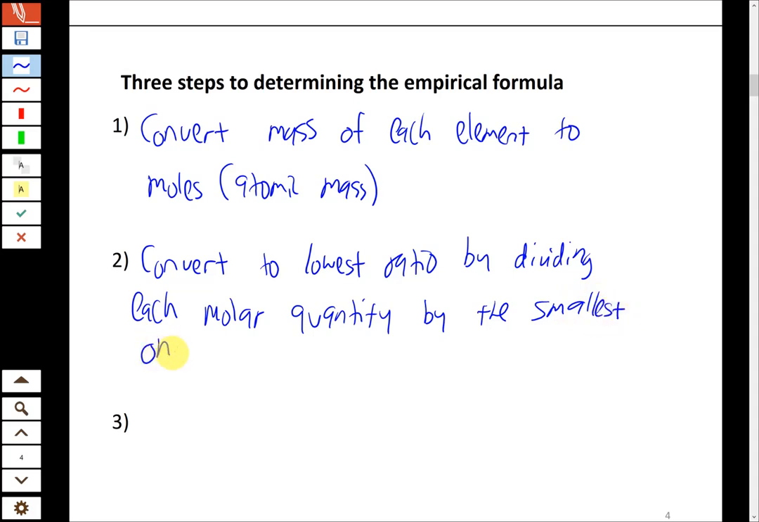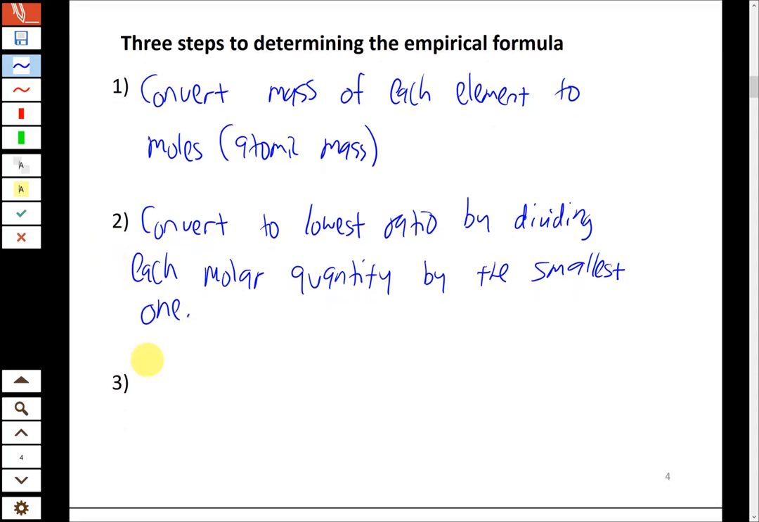All right, so you have a molar amount, a molar quantity for each element, and you divide all of them by the smallest of those to reduce it down to a ratio. Now, what is sometimes going to be necessary, I don't think it comes up in any of the example problems, so I'll illustrate it here. This is an if necessary step. You're not always going to have to do this.